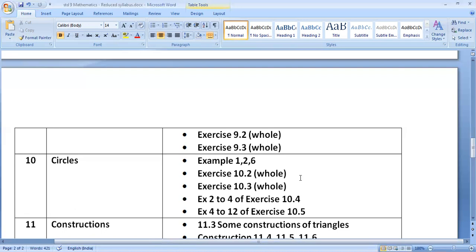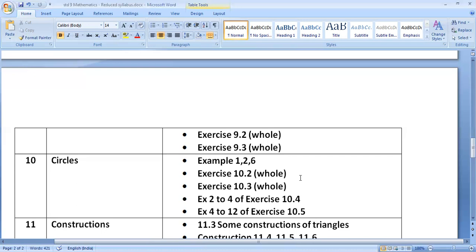173 page itself, 10.4, perpendicular from the center to a chord. Statement of the theorem 10.3 is important. 174, theorem 10.4, statement you have to prepare. 10.5, circle through 3 points. In which 175, this is included topic in which this theorem 10.5, the statement is important.